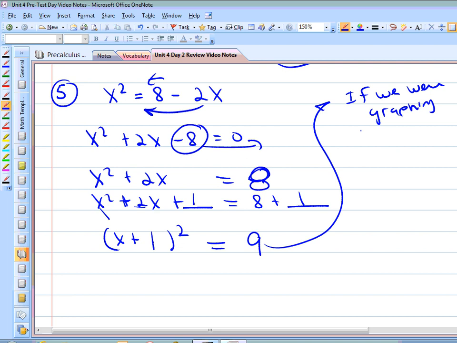We would move the 9 back over, and you would have x plus 1 squared minus 9 equals y, or whatever. Now, this is your vertex form. Remember, the transformation here would be negative 1. You would go to the left 1 and down 9. That would be your vertex point. Keep that in mind. We're going to talk about that over and over when we graph.